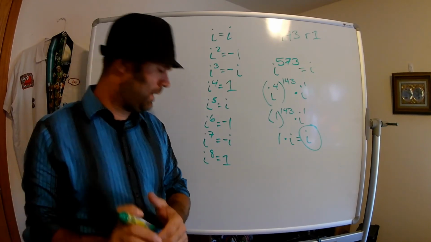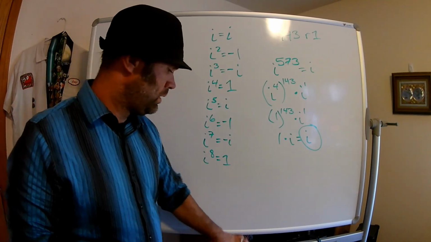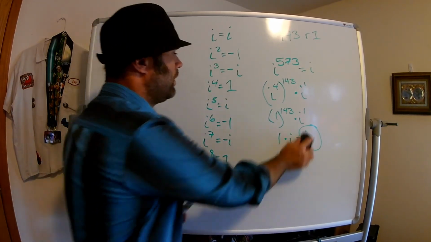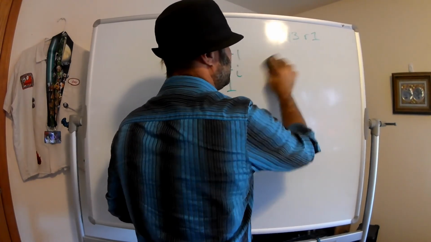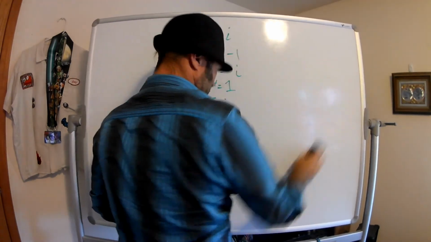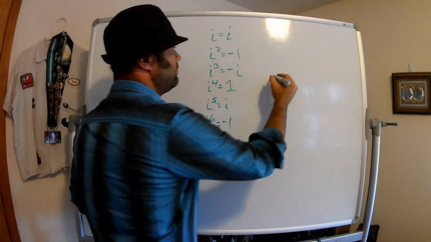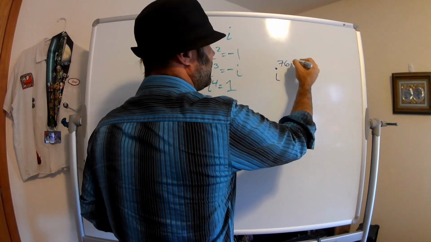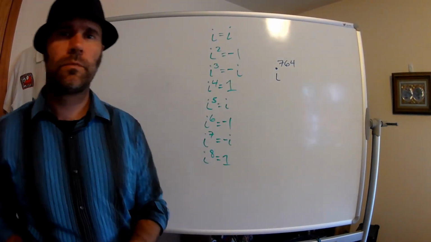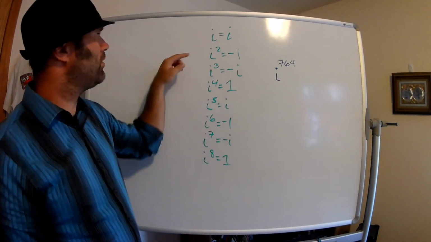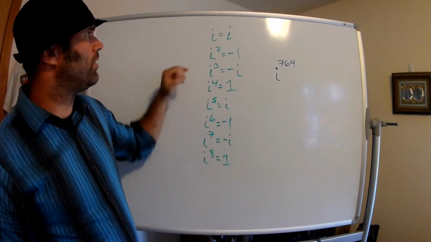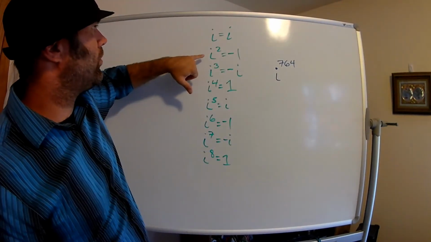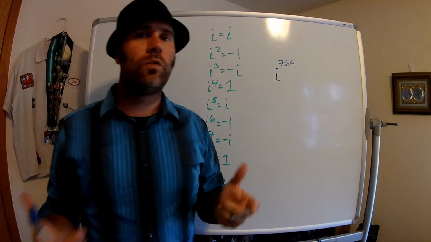Do we need to see that one more time? Let's go ahead and do one more. I think these are pretty fun though. I to the 764th. This is an even, so the answer is either going to be negative 1 or 1. If it was odd, it would be I or negative I. Those are our choices. So we know it's an even number. Our answer is going to be either negative 1 or positive 1. We just need to figure out which one it is.